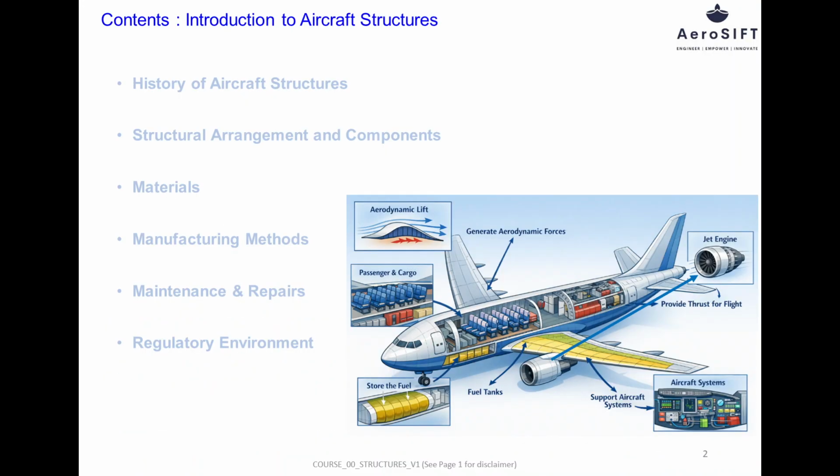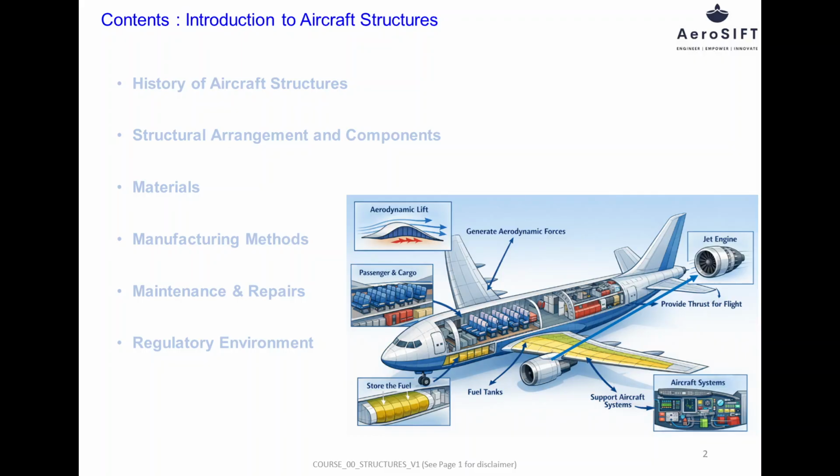An aircraft structure consists of an assembly of interconnected components, each designed to perform a specific function. These functions include generating aerodynamic forces, accommodating passengers and cargo, storing fuel, and supporting propulsion systems that produce thrust for flight. In addition to carrying operational loads, the structure also provides the framework that supports and integrates the numerous onboard systems essential for safe and efficient operation.